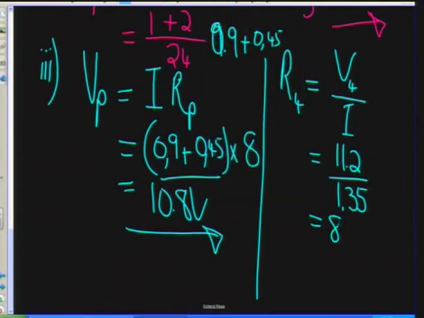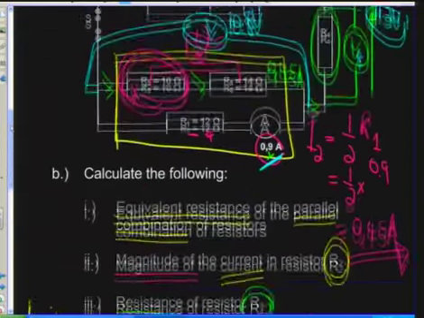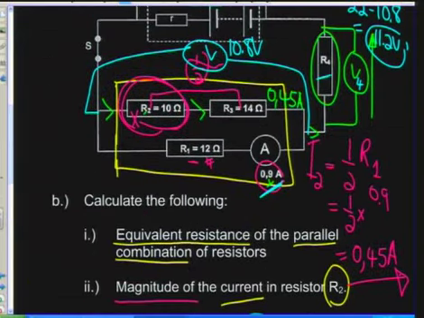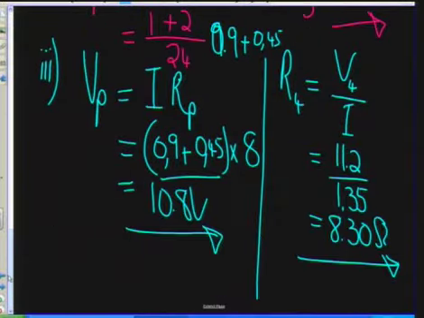So this is 8.30 ohms. That is the resistance of resistor number 4 there in your circuit. Okay, it's the resistance of this one, as we are asked to do. Okay, I hope you've got that right now.